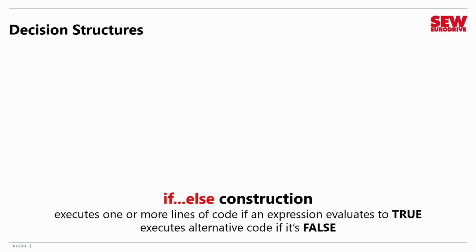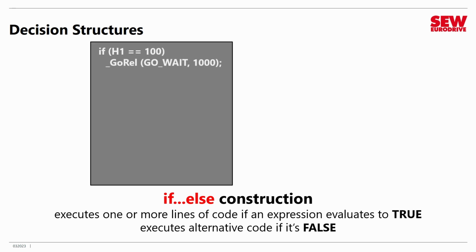An improvement on the if construction is the if-else construction. It executes one or more lines of code if an expression is true, and then it's got some alternative code that it can run if it's false. So it actually takes two possible paths here. One if it's true, one if it's false. Let's see that. All right, if h1 equals 100, go relative. Else, go relative with a different set of conditions. So if it's 100, it will do the first line, and if it's not 100, it will do the second line there.